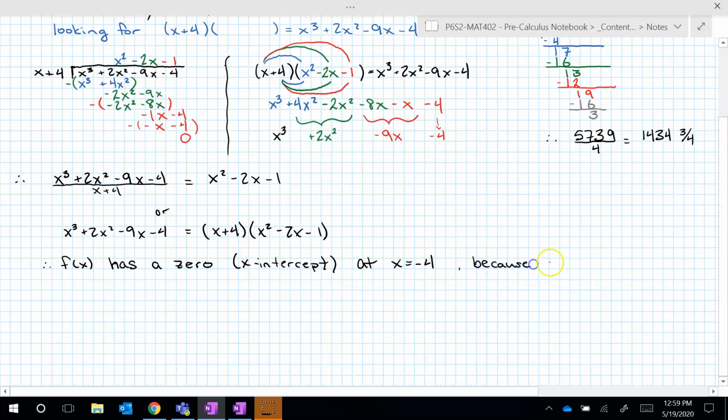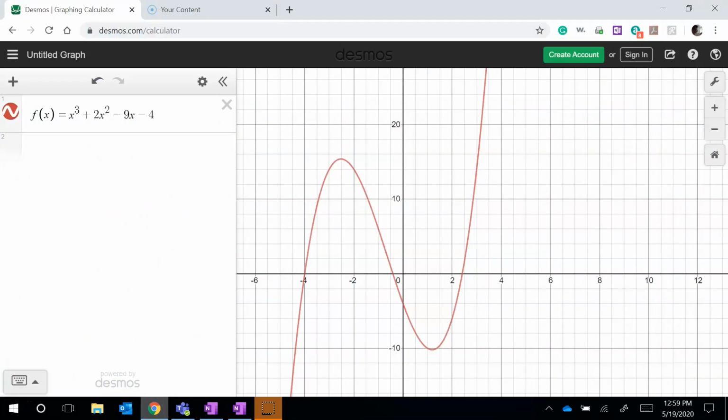Because x plus 4 is a factor. And if x equals negative 4, negative 4 plus 4 is 0, and 0 times anything will be 0. So I know that that is one x-intercept of my polynomial function. If I look at that here, my function f of x, negative 4 is one of the zeros of that function because it's a factor.